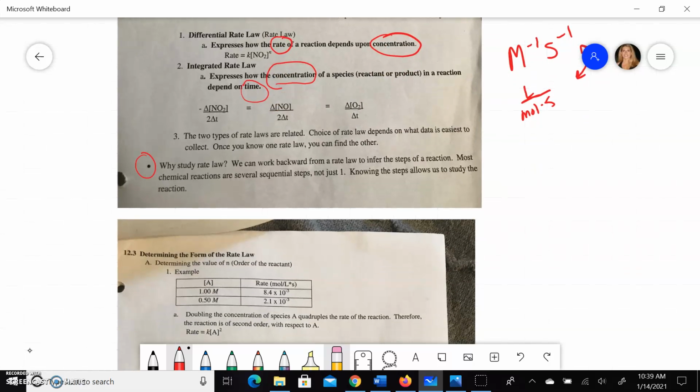Why are we studying rate laws? We can work backwards to figure out the steps of a reaction. And I'm going to talk more about reaction mechanisms in another lesson. But basically, most reactions that we see written out in chemistry are not actually one reaction. It's usually a series of steps, kind of like when we did Hess's law, and you had to flip the reactions and make them add up to the overall. Those steps were part of the reaction, and scientists can use rate laws to infer what those steps are, which is kind of an important part in chemistry.